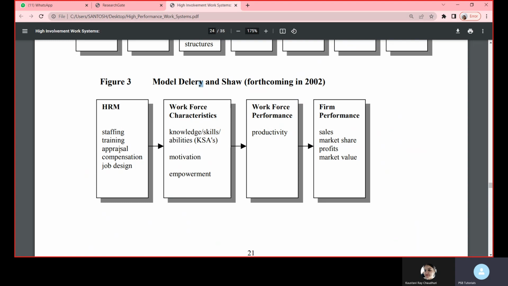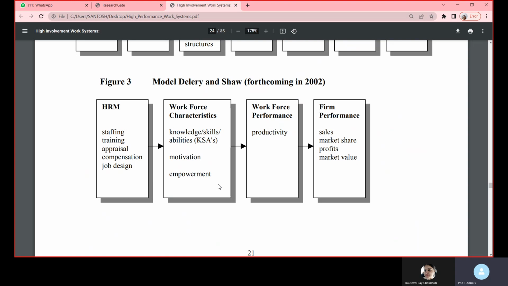Now in this figure, or in this model, what he described is the human resource management function, the entire HRM function. So what is there? Staffing, training, appraisal, compensation, and job design. According to the human resource management strategy, workforce characteristics are actually defined. According to our human resource management planning or staffing design, we give the workforce characteristics, that is their knowledge, skills, abilities, motivation, and empowerment. All these are workforce characteristics.